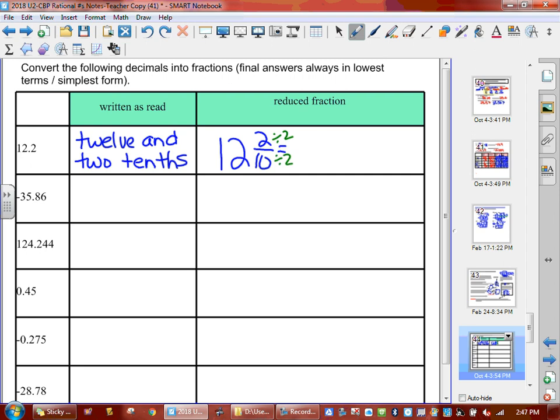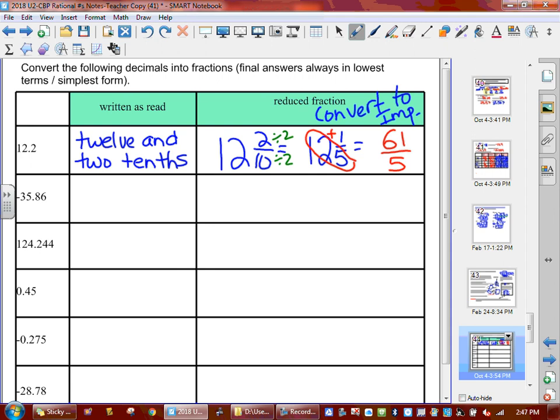Now we convert to what? Improper. Okay, always convert to improper after. So now we need to take the side and multiply it to the bottom and add the top number. And the bottom number stays the same. So 60 over 5. 61. Thank you. 61 over 5. Okay. 61 over 5. It looks a little strange.